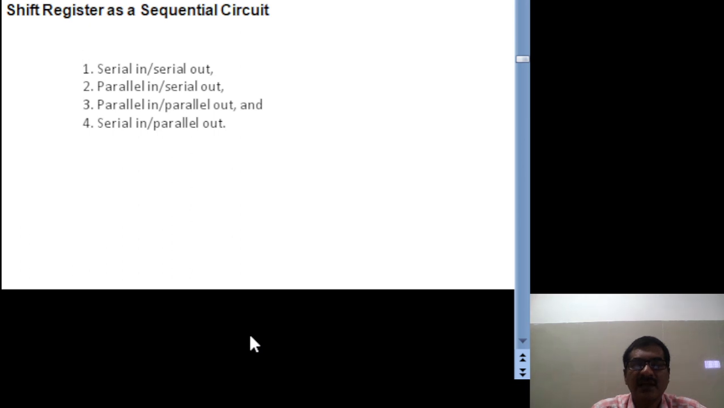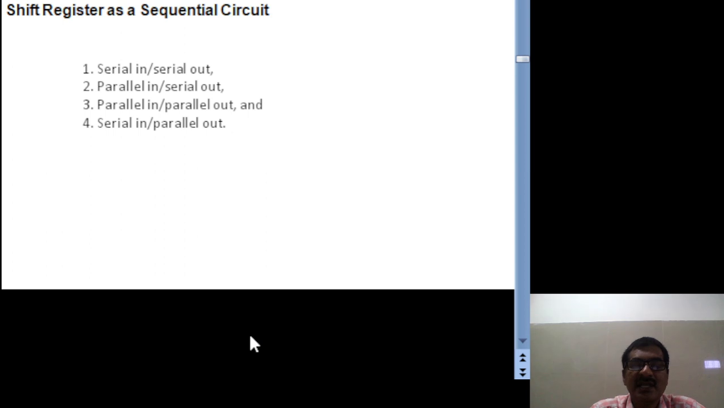Similarly, in the serial in, parallel out case, serial in means that for each clock pulse only one bit can be placed in the register, whereas while extracting, all the bits of the register can be extracted. Only one clock pulse is enough to extract all the bits of the register.